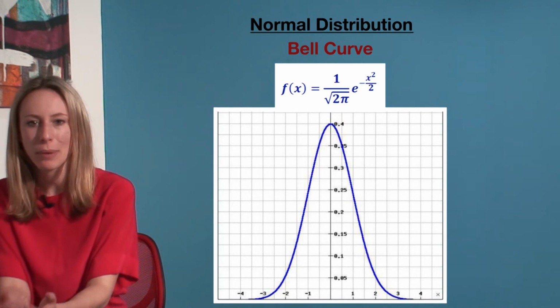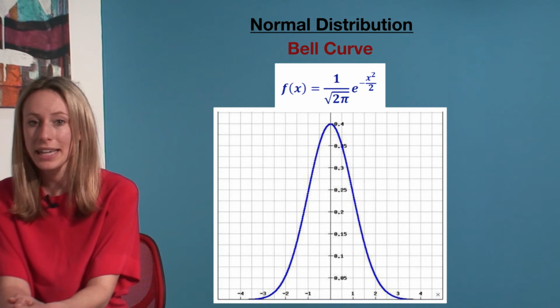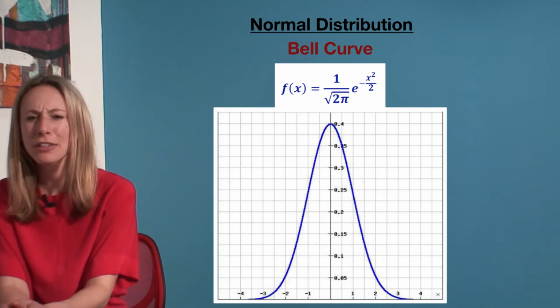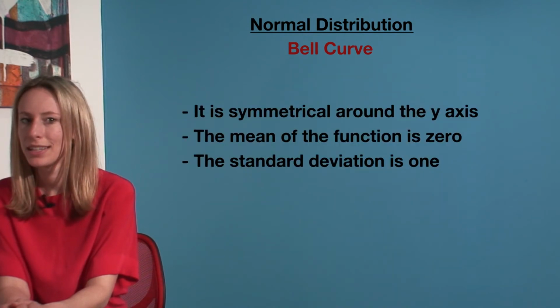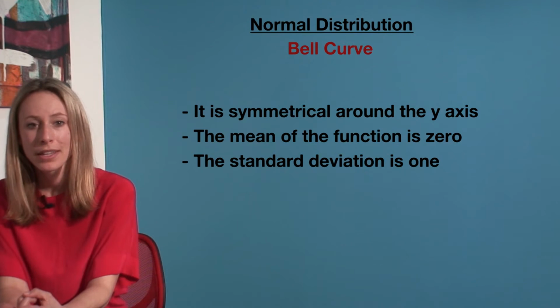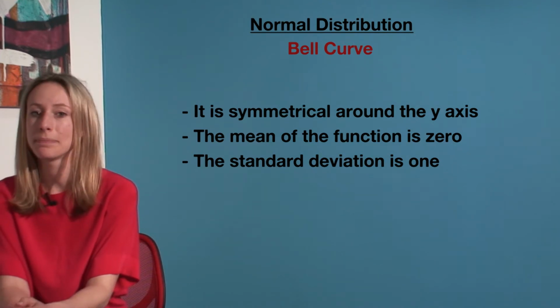It is given by the equation f of x equals 1 over the square root of 2 pi times e to the power of negative x squared over 2. The bell curve has the following key properties. It is symmetrical around the y-axis, the mean of the function is 0, and the standard deviation is 1.